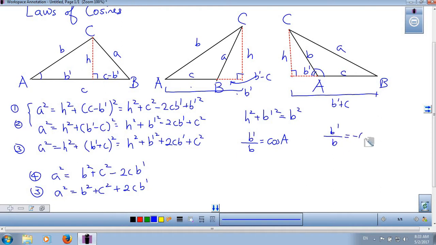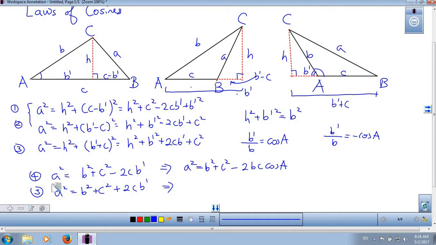So that means it's going to be a negative cosine A. The reason is, remember, cosine in the second quadrant is negative, right? So that's applied directly to that. So based on these two facts, those two equations, equation 4 will become A squared equal to B squared plus C squared minus 2C times B cosine A, so which is 2BC cosine A, because B prime is equal to B times cosine A.